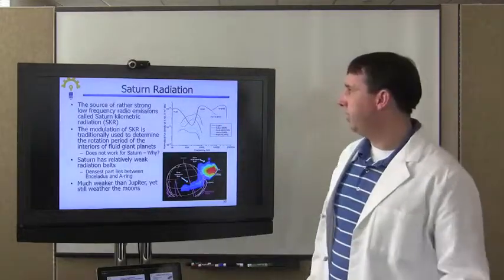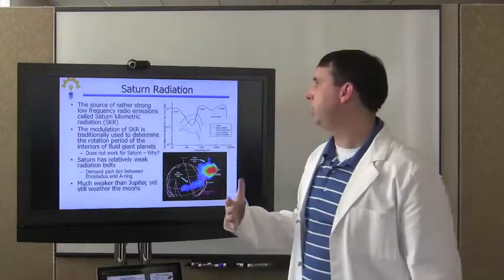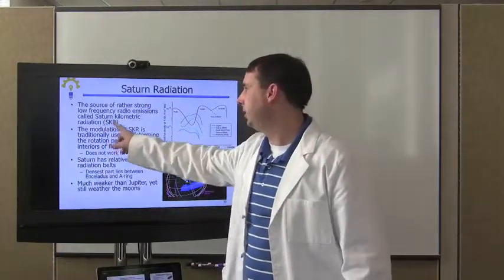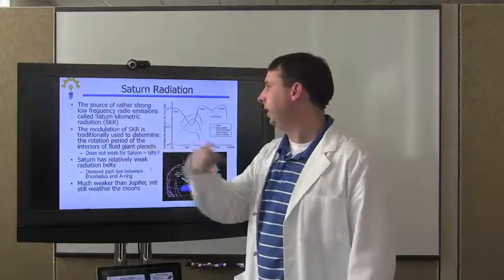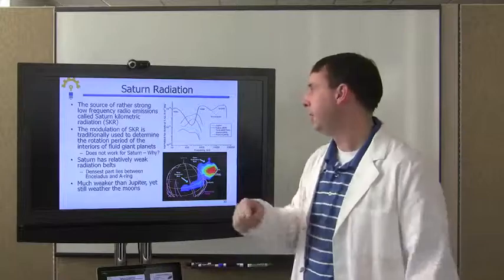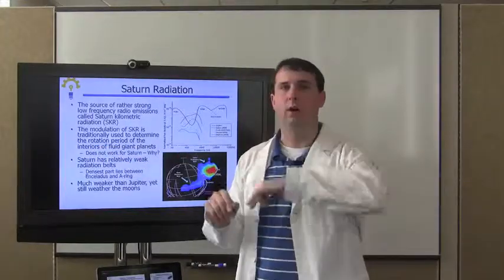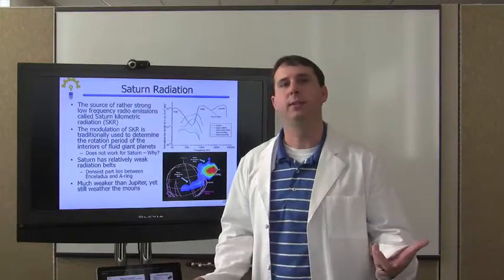So, Saturn radiation. Saturn has a rather strong source of low frequency radiation called the Saturn kilometric radiation, SKR, and it's traditionally used to determine the rotation period of the interior fluids in a planet. But on Saturn it won't work. And why is that? You can look that up. That could be a science question.